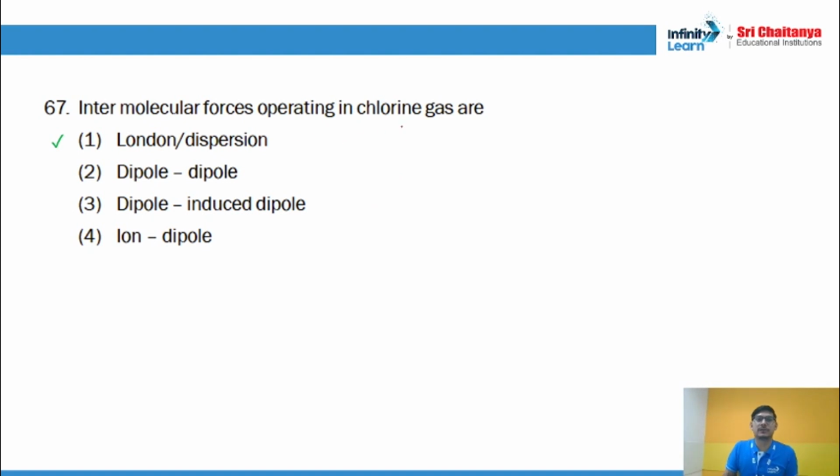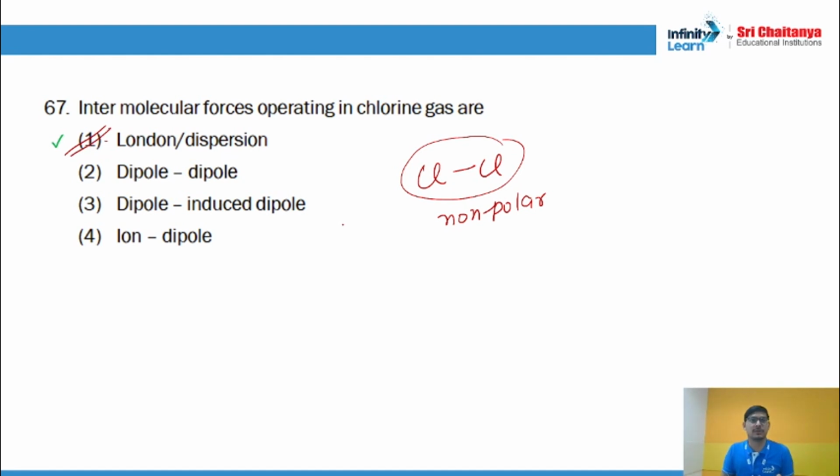Intermolecular forces operating in chlorine gas. Chlorine gas is a non-polar species, right? Because it contains a covalent bond between two similar atoms. Now, the only type of attractive force between two non-polar species is London or dispersion force, which is the weakest intermolecular force.